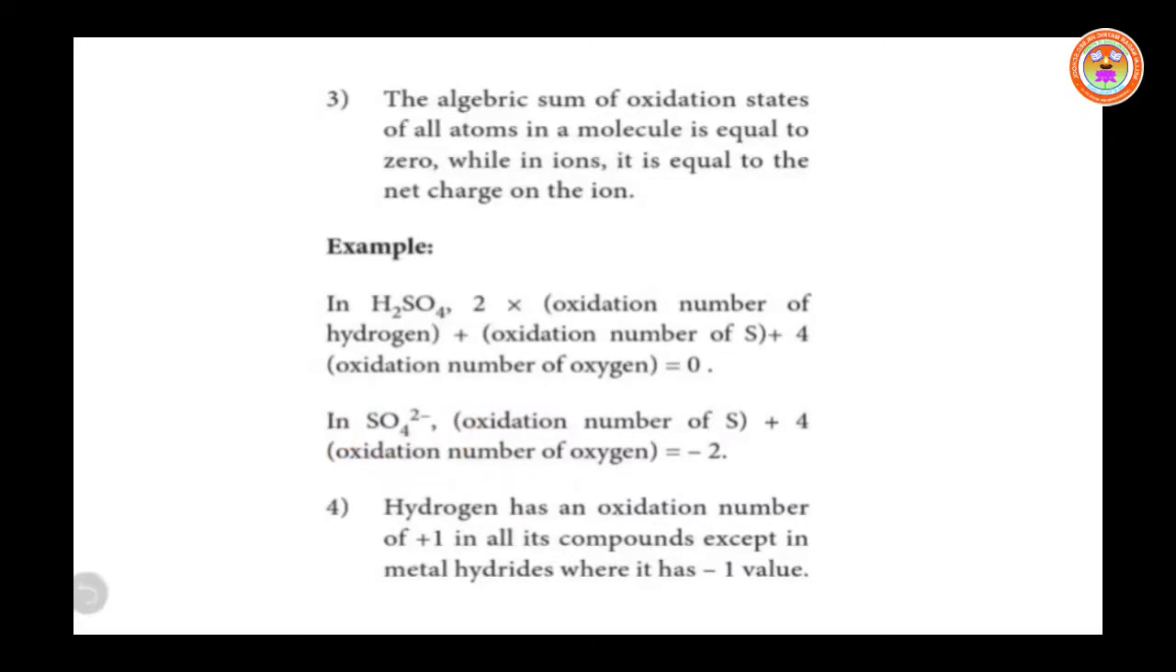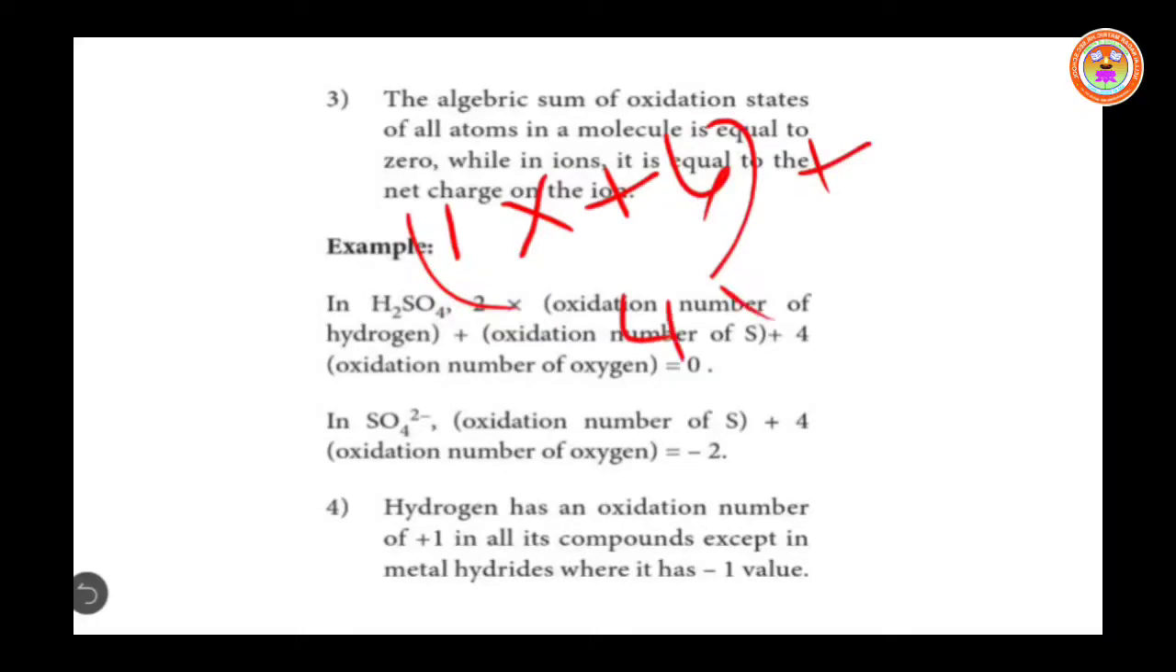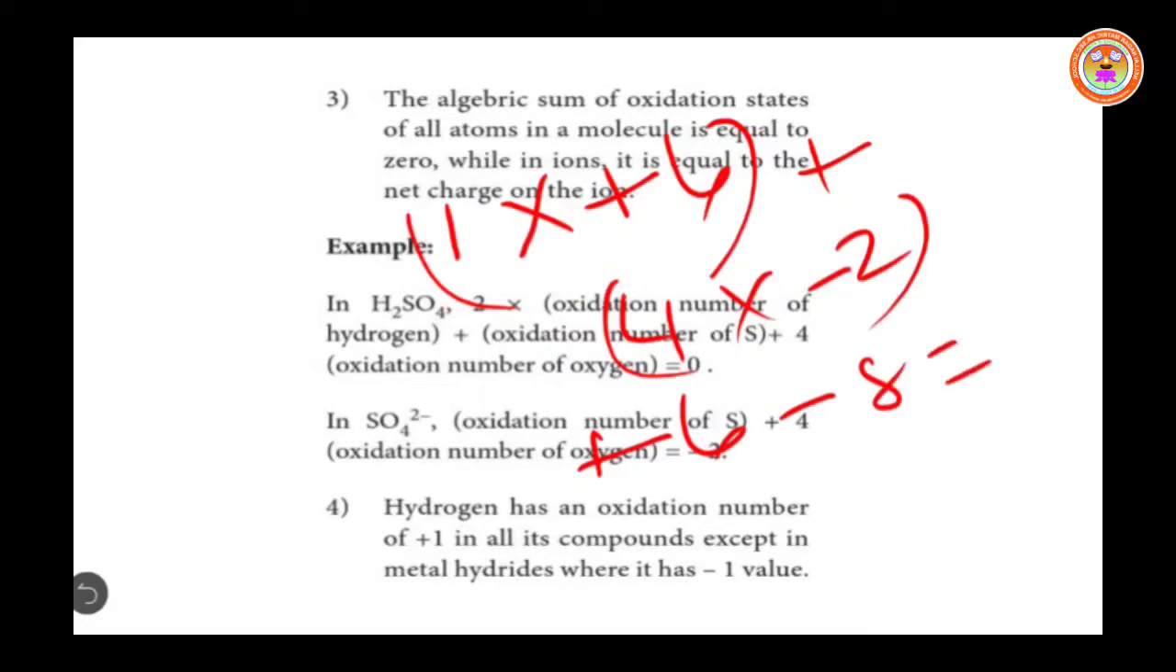In the sulfate ion, that is the sulfate radical, one sulfur is present, so 1 into the oxidation state, which is plus 6. Then there are 4 oxygen atoms, so 4 into the oxidation number of oxygen, which is minus 2. So 1 into plus 6 plus 4 into minus 2, that is minus 8, which is equal to minus 2. Therefore the sum of the oxidation states of all atoms in an ion is equal to the net charge carried on the ion.